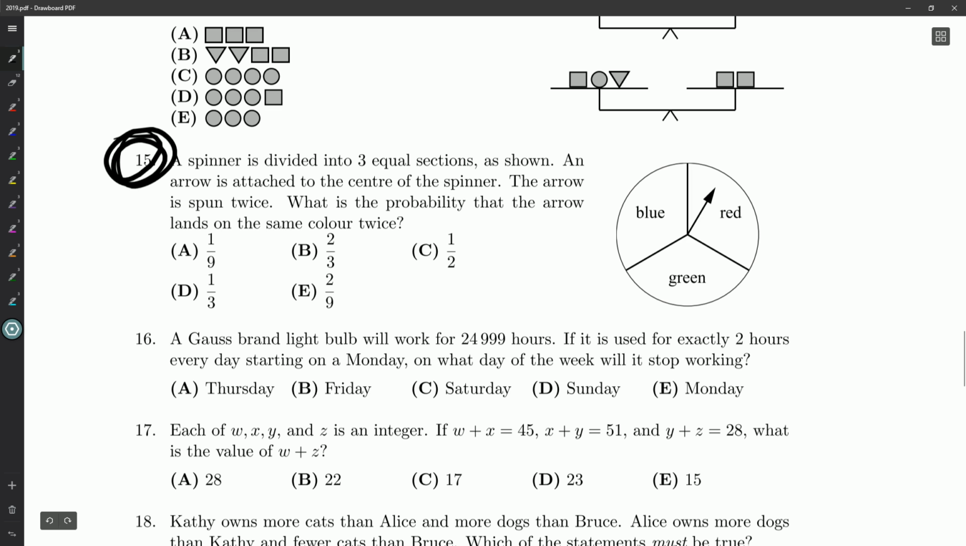A spinner is divided into 3 equal sections as shown. An arrow is attached to the center of the spinner, and the arrow is spun twice. What is the probability the arrow lands on the same color twice?